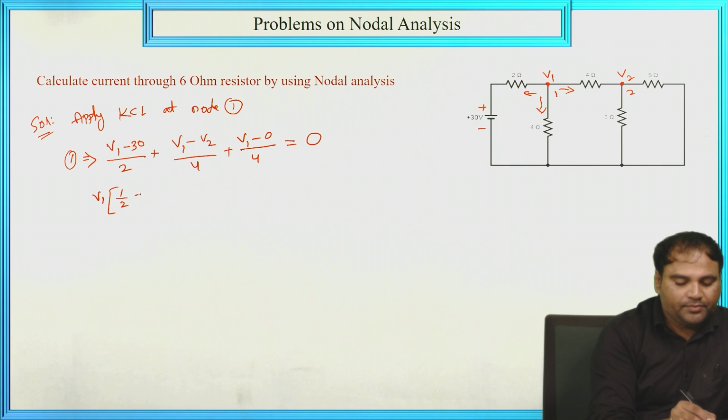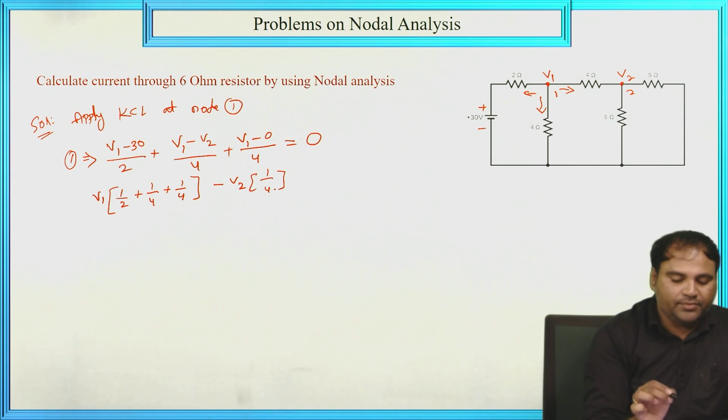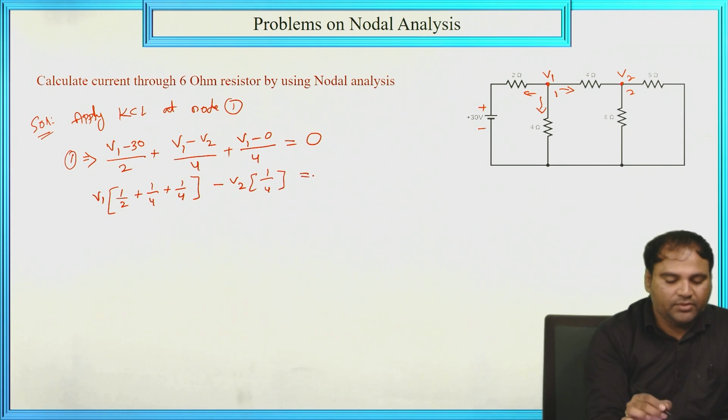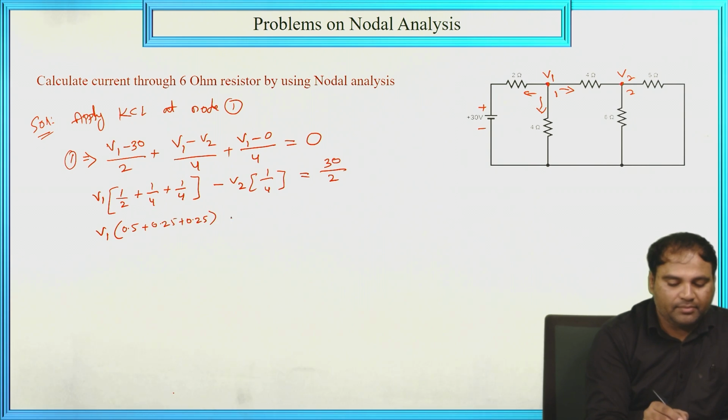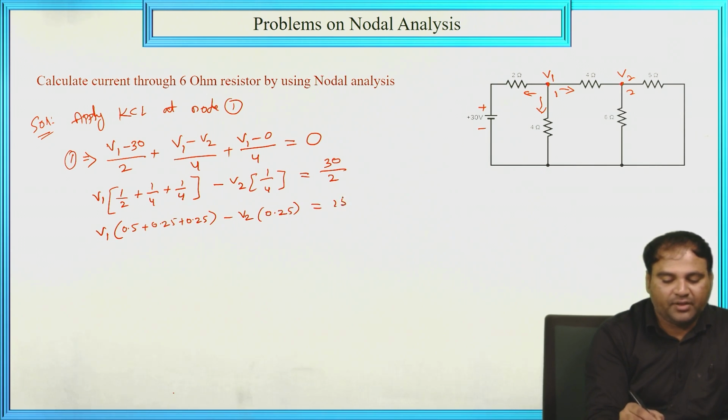1 by 2 plus 1 by 4 plus 1 by 4 minus, take V2. So V2 into 1 by 4. That is equal to the remaining term, minus 30 by 2 is there. So 30 divided by 2. So V1 into 0.5 plus 0.25 plus 0.25 minus V2 into 0.25. That is equal to, so 30 by 2 means 15.